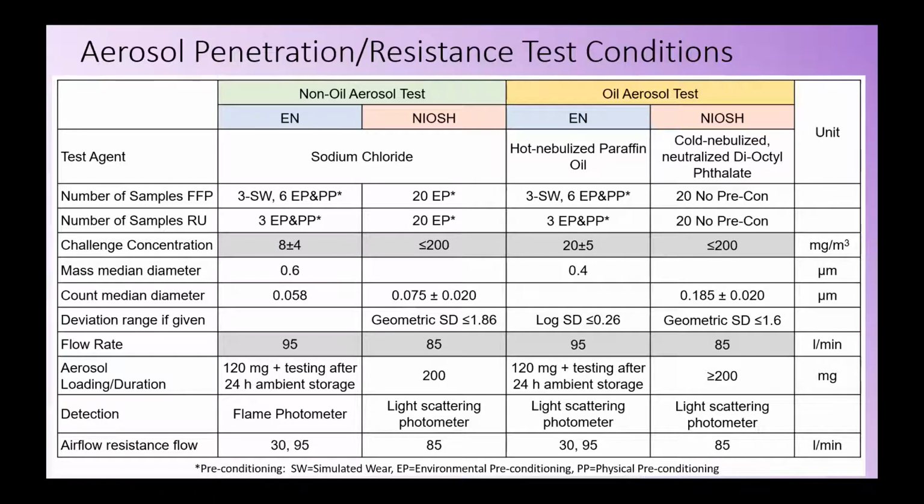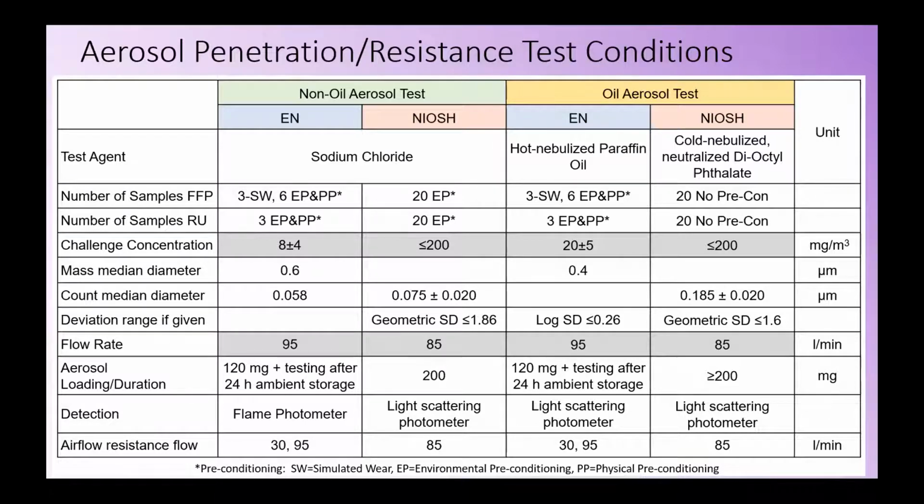In Europe, it's load to a certain level and then wait for 24 hours and then check to make sure there's not been a decrease in the penetration. NIOSH, it's one continuous range of loading up to a certain limit. Flow rates are roughly the same, 95 liters per minute in Europe, 85 for NIOSH. For the oil aerosol test, again, there are slight differences, but again, crossover in the concentration applied, and as far as I can see, a slight difference there in the count median diameter. But NIOSH uses dioctyl phthalate, DOP oil. Europe uses paraffin oil. Slight difference there as well.